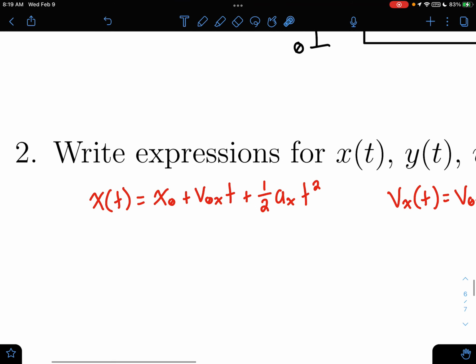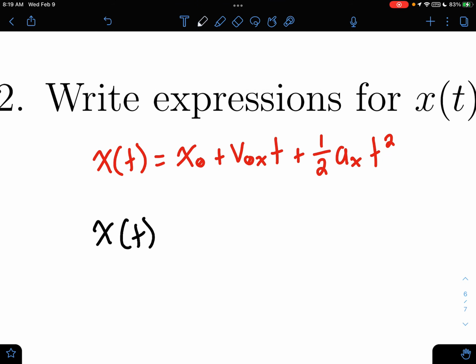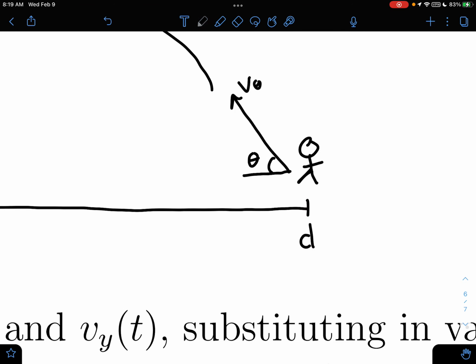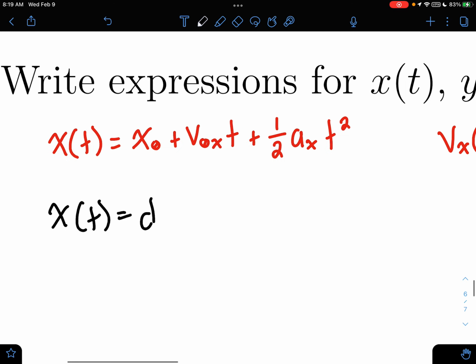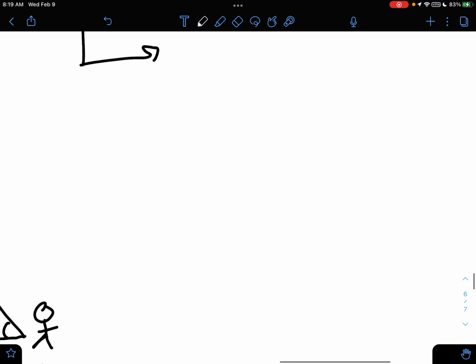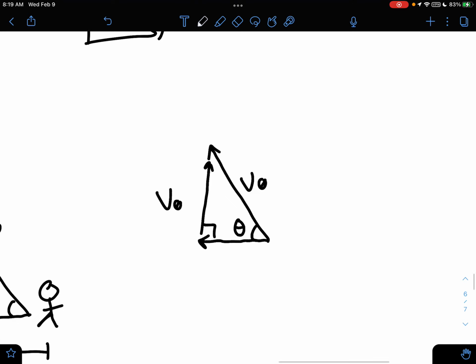So let's start plugging in what we know to our kinematics equations. X of t equals, I just said we're going to have an x naught this time. We're starting at a distance d away from what I said was 0, so our x naught is going to be d, plus. We have to set up our triangle again. This time our triangle's going this way. Here's our theta, here's our v naught. We're pretending that's a clean right angle because I can draw. V naught y, v naught x.